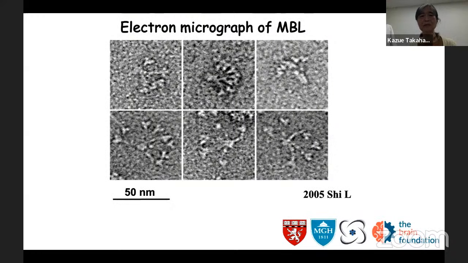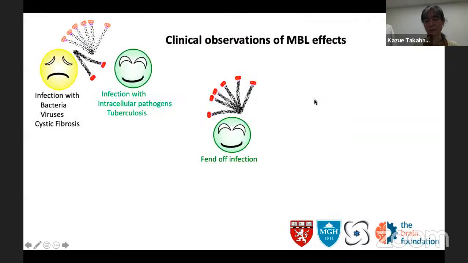Now, this is the EM. We never published it, but I think you can get an idea. We usually call it a bunch of tulips. It's a hexamer, and probably this one is much easier. You can appreciate the 3 of them.